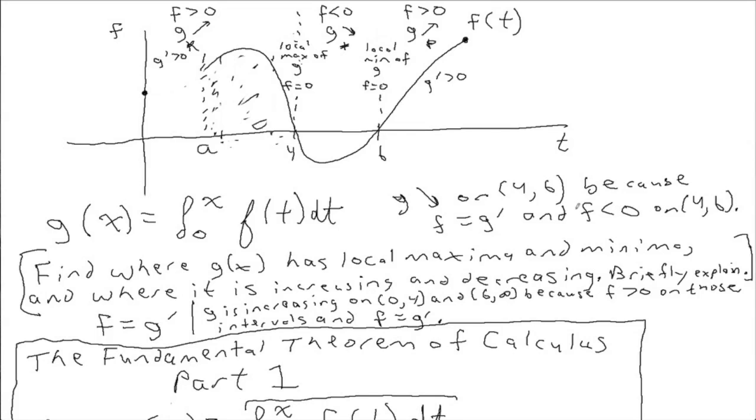So you have to include both of those parts. How did you know originally that g was decreasing here? You knew originally that g was decreasing because f was negative. But why does it matter that f is negative? Because f is the derivative of g. So we need to include both of these in the answer.